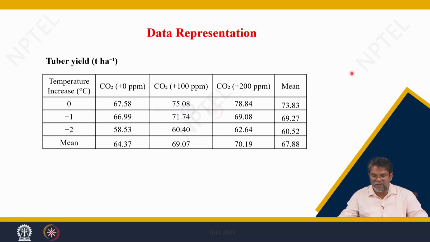Similarly, for the yield decline, the main effect of temperature, the ambient condition, you can see the main effect 73.83 ton per hectare. With the 1 degree rise in temperature, yield decreases to 69.27, with 2 degree rise in temperature, yield decreases to 60.52. So, there is a huge reduction in yield with the 2 degree Celsius rise in temperature. You can see the percentage change in yield with the increase in temperature of 1 degree or 2 degree Celsius. Those interpretations you can do by having the data, creating the information or knowledge.